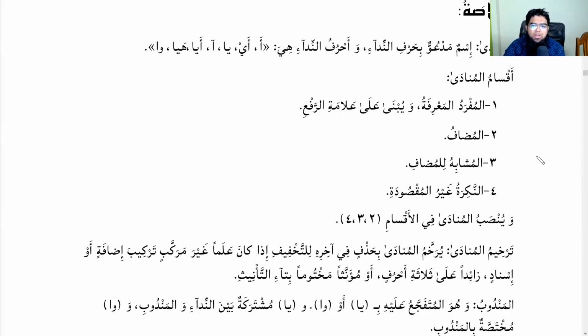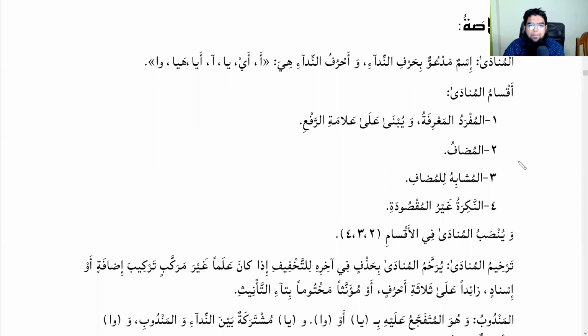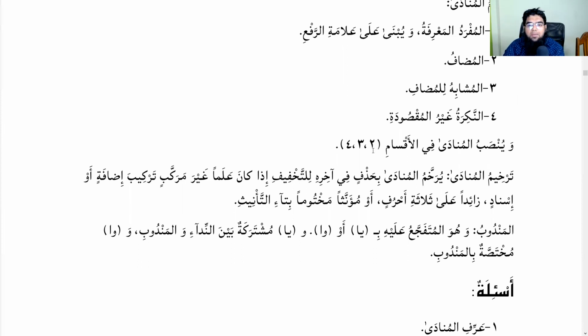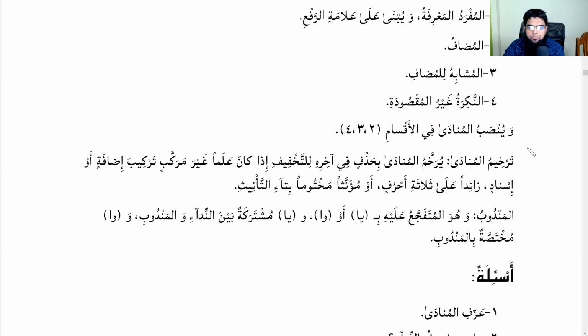Then we have Mudaf. Mudaf, you'll make it Mansoob. Mushabih lil Mudaf, Mansoob. That is Mudaf. Abdullah becomes Ya Abdallahi. Mushabih lil Mudaf is also the same thing. And Nakiratu Ghayr al Maqsuda. This is also like a blind man calling Ya Rajulan. وينصب المنادى في الأقسام الثاني والثالث والرابع. In the 2nd, 3rd and 4th, you'll make it منصوب.